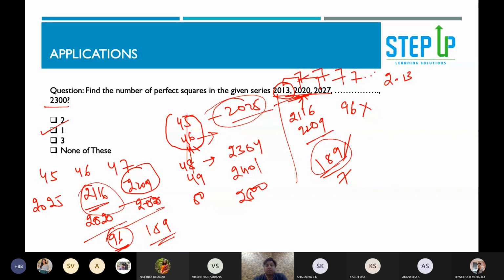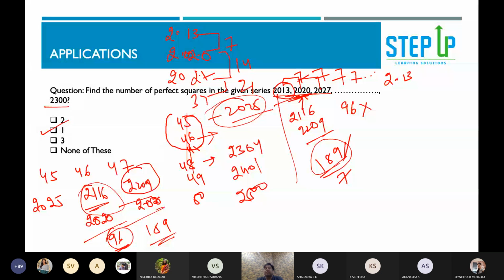See, 2013 is the first number. Second number is 2020. Third number is 2027. The fourth number will be 2034. So if you subtract 2013 from 2020, you will get 7. If you subtract 2013 from 2027, it is 14. Then 21. We are just talking about the table of 7 only. So whatever number we talk about, the difference should come in the table of 7.